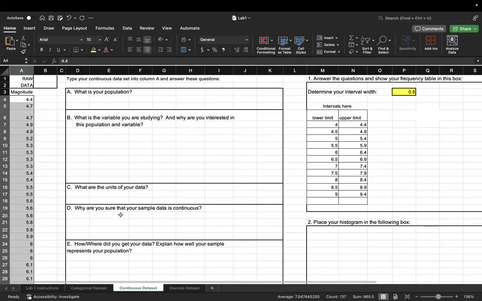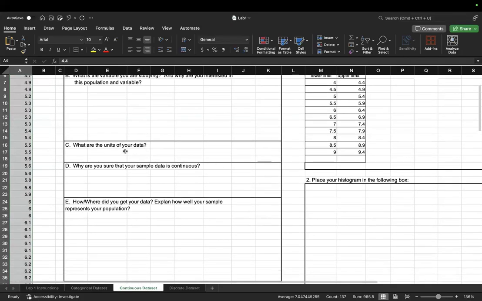So my population here would be countries of the world. My variable I'm studying is magnitudes of earthquakes. Usually 99 times out of 100, continuous data will have units: feet, miles, pounds, ounces, inches. Of course, I chose the only stuff that doesn't.